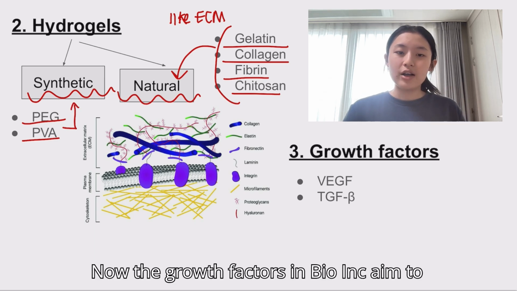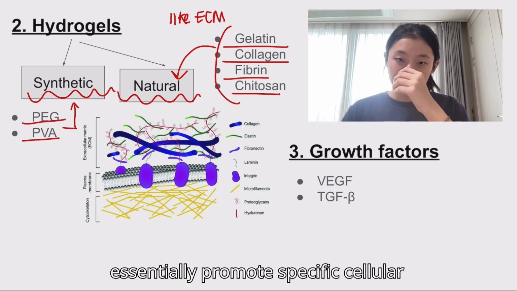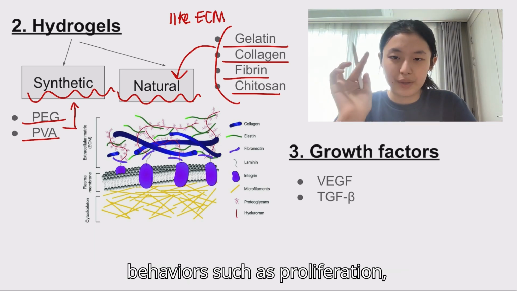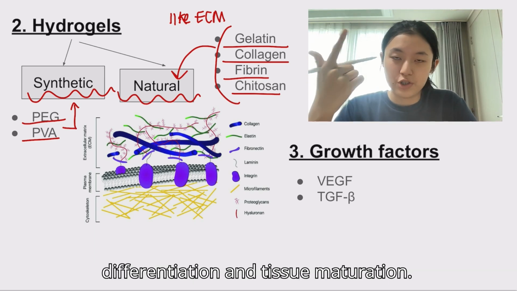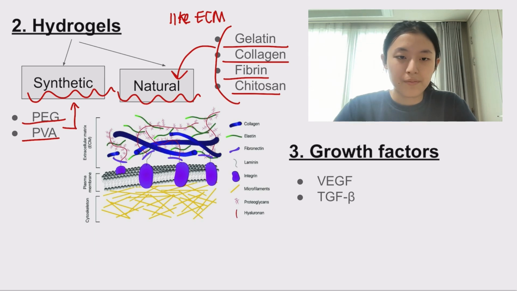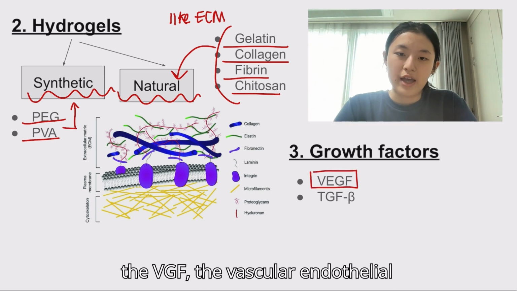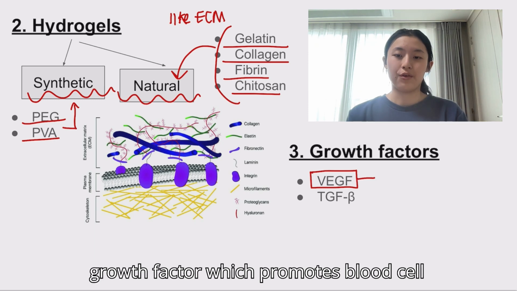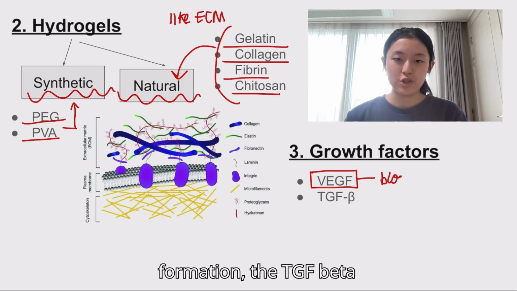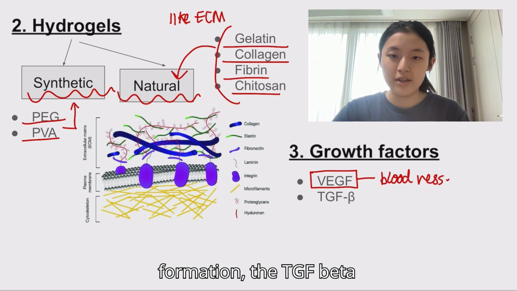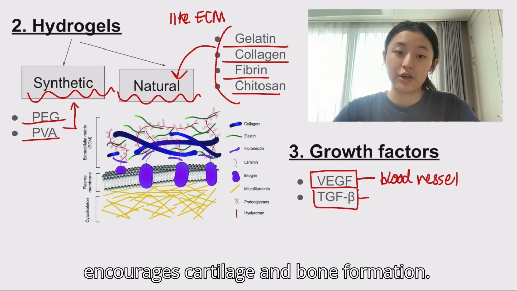Now, the growth factors in bioink aim to promote specific cellular behaviors such as proliferation, differentiation, and tissue maturation. These growth factors largely include VEGF, the vascular endothelial growth factor, which promotes blood vessel formation, and TGF-beta, transforming growth factor beta, which encourages cartilage and bone formation.